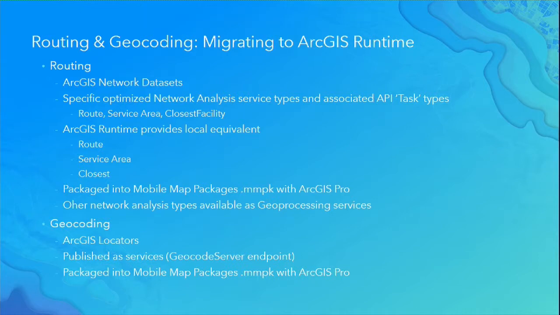So in terms of migrating your routing and geocoding functionality to the ArcGIS Runtime, well, the content types are essentially the same. Routing is still based on ArcGIS network datasets. There are specific optimized network analysis service types that you connect to and use within the API. So within the runtime APIs, there is a route task, closest facility task, and a service area task. And they can connect to the online services hosted in ArcGIS Enterprise or ArcGIS Online and execute those optimized network analysis services. The ArcGIS Runtime also provides a local equivalent of those as well. So if you take a network dataset offline, you can run the route task, service area task, or closest facility task against those network datasets in a disconnected environment.